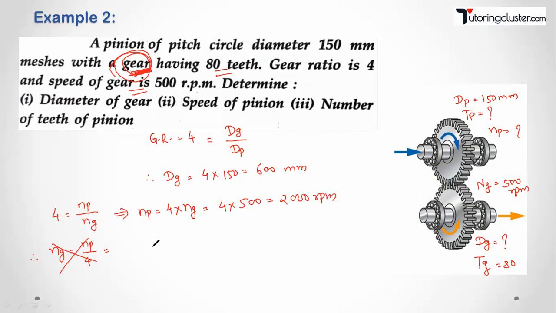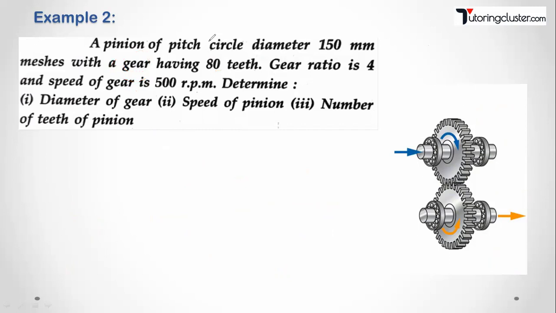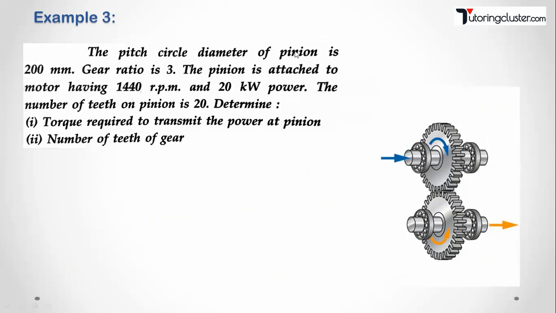Okay. Then the last thing we have to find out, number of teeth on the pinion. क्या है gear ratio? 4 in terms of number of teeth. So TG upon TP. क्या फाइंड आउट करना है? TG दिया हुआ है. Okay, so TP is equal to TG divided by 4, 80 divided by 4. So TP, how much it will be? 20. Okay, right. So hope you are getting this example. These are very easy. Now this is a little bit different. Let us see. Example number 3.